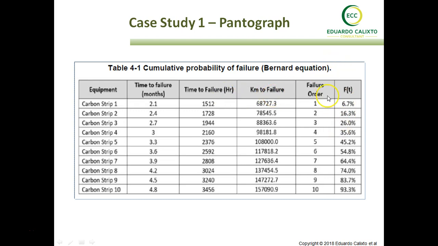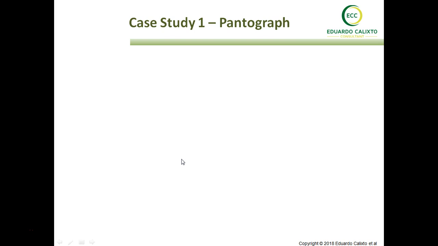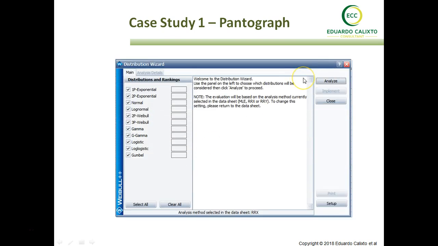By applying the Bernard equation, we had a chance to see that we have the order of failures, and then we get the probability of failures. The first step after collecting data is to paste the data into the software, so you have the failures in time related to each carbon strip in each train. After doing that, we need to define which PDF best fits such data.